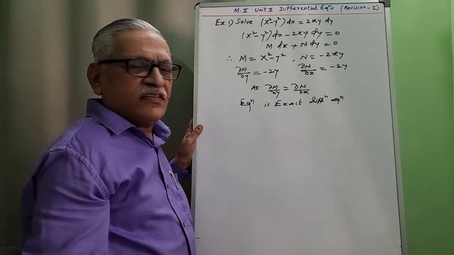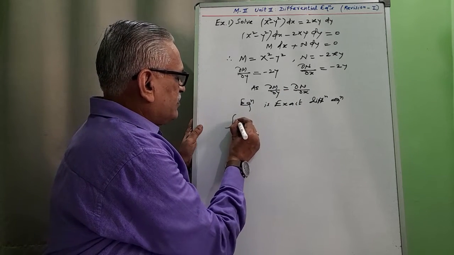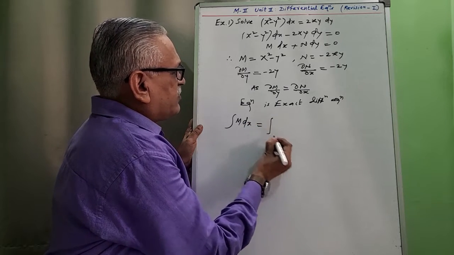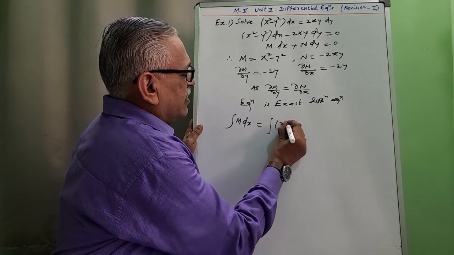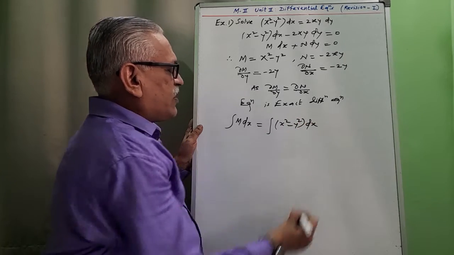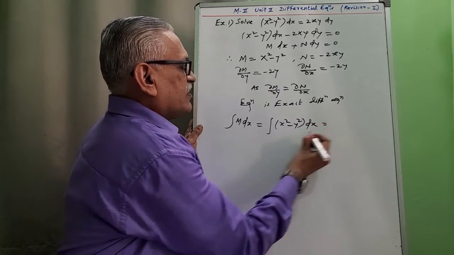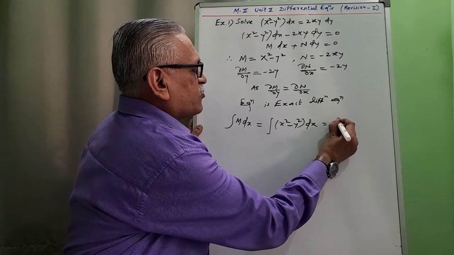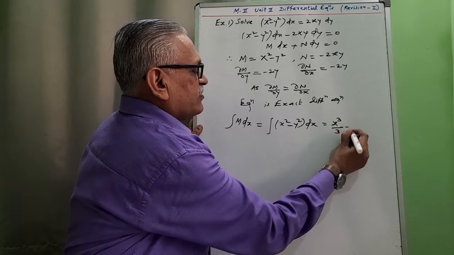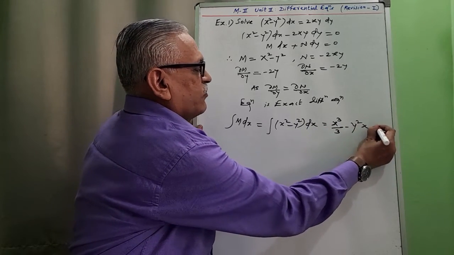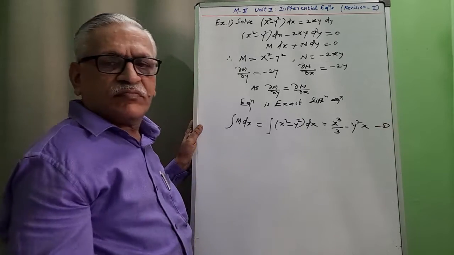And as it is exact, next we have to perform these two steps. In the first step, integration of M with respect to x, that is (x² − y²), integrated with respect to x. Integrating each term with respect to x, integration of x² is x³/3, minus y² constant, integration of dx is x. We call this equation 1.